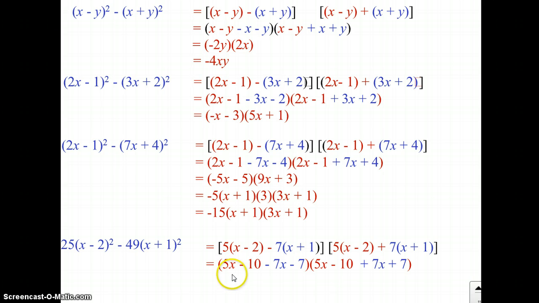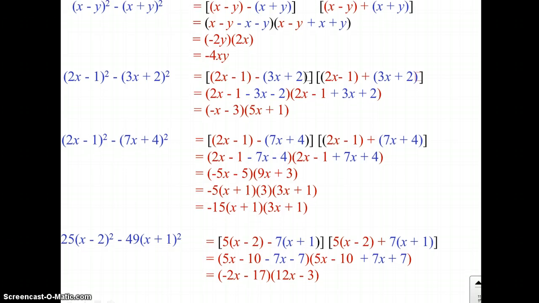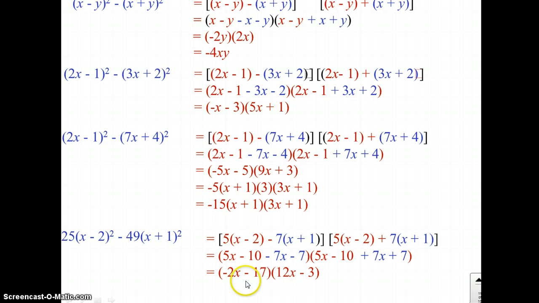Now combine like terms. 5x minus 7x, so negative 2x, negative 10 minus 7 is a minus 17. Here we get 12x minus 3. Last step, look for any common factors in these final brackets. Negative 2x minus 17. You could take a negative 1 out, your choice.